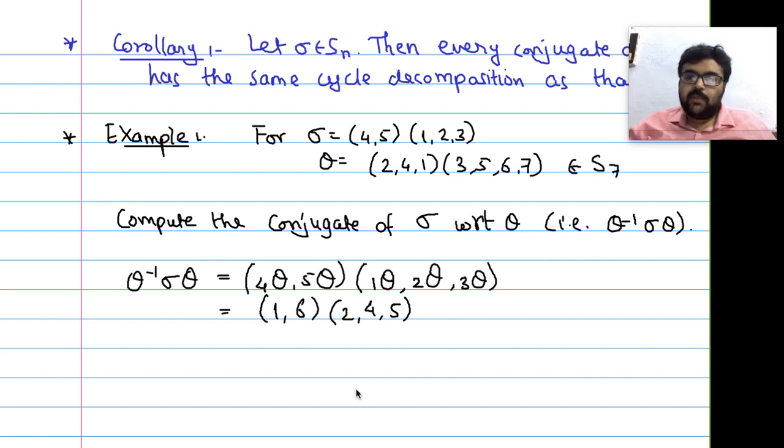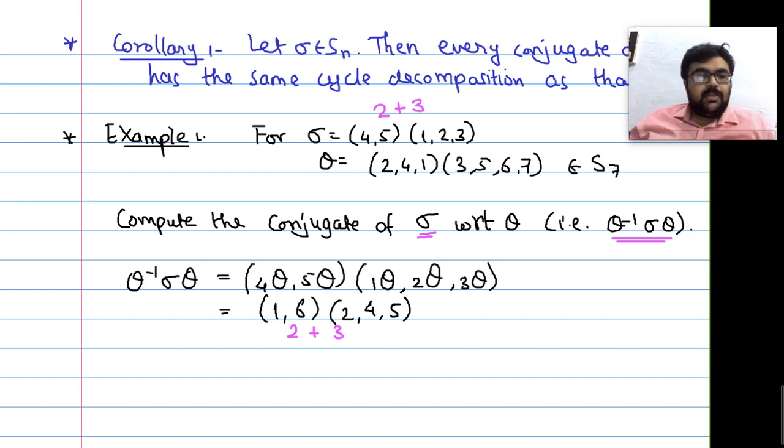So theta inverse sigma theta is a conjugate of sigma. So the conjugate of sigma is this. These two are conjugates, sigma and its conjugate. So you can see, what is the partition of sigma? Sigma has partition 2 plus 3. So its conjugate also has partition 2 plus 3, because it does nothing, actually only theta is applied.